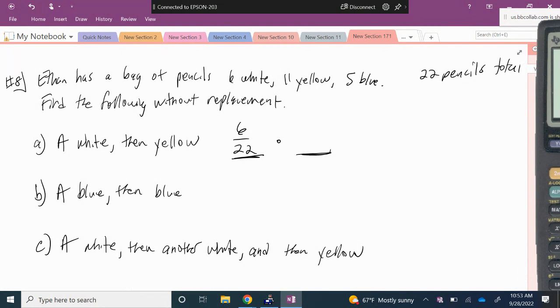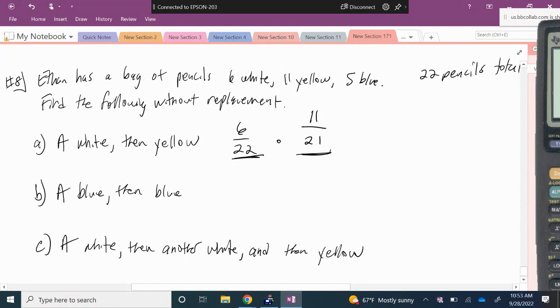Then we have to find the probability of choosing a yellow pencil. So now if we've chosen 1 pencil from the bag and we're not putting it back into the bag, how many pencils are total now in the bag? 21. Is everybody okay with it being 21? Because we took a pencil out, we're not putting it back in. So now there's a total of 21 pencils in the bag. So what's the probability of choosing a yellow pencil?